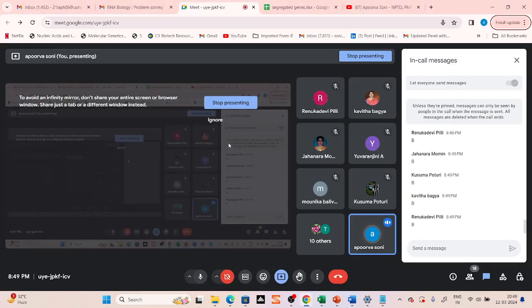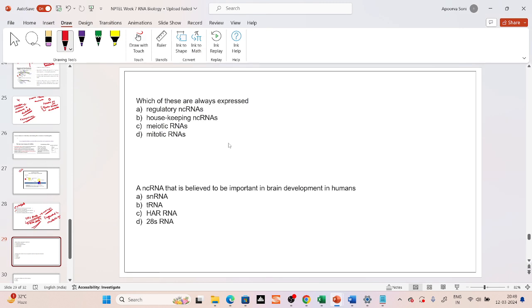Okay, so Janara has answered B, Kusuma has answered B, Kavita has answered B, and Renuka has answered B. And what is B? Housekeeping non-coding RNA. Yes, it is the correct answer. So housekeeping non-coding RNA is the correct answer.